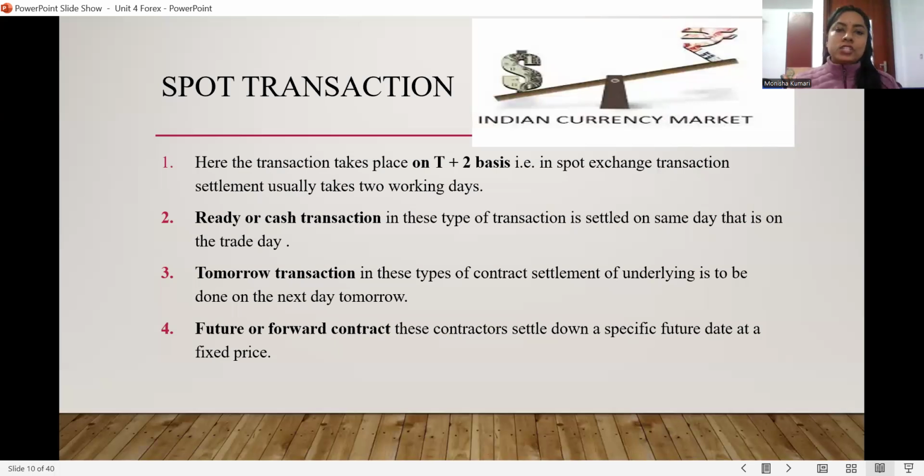Next is the spot transaction. A spot transaction is basically a transaction taking place on a T plus 2 basis, meaning on the spot only, because in a spot transaction we have studied that within 2 days the settlement is done. So there is a need that cash or ready cash should be available for making that settlement. Tomorrow transaction is also in this type of contract only, but when it comes to the future or the forward transaction or contract, then in that case, the specific future date is defined with the pre-decided price.